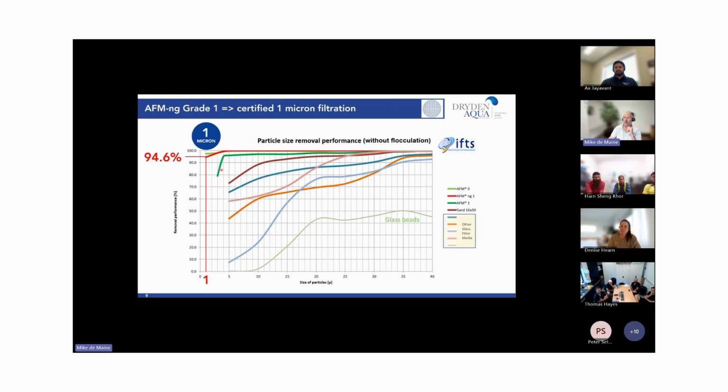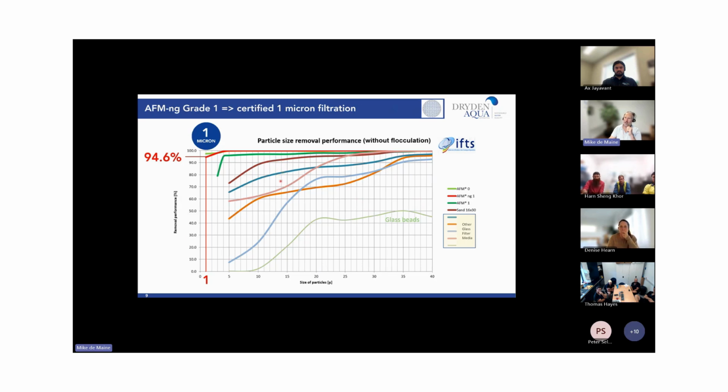Then the green line is our AFM standard grade 1. So here you can see we achieve 4 microns filtration performance at 95% efficiency. The next best media is actually a sand media out of Germany. And believe me, we've tested media from around the world, right? So yeah, you can see the sand media out of Germany that is doing the best. Of course, this is all brand new media. As soon as these start to become biofouled, then this performance increases initially, but then starts to drop off and have intermittent fouling.